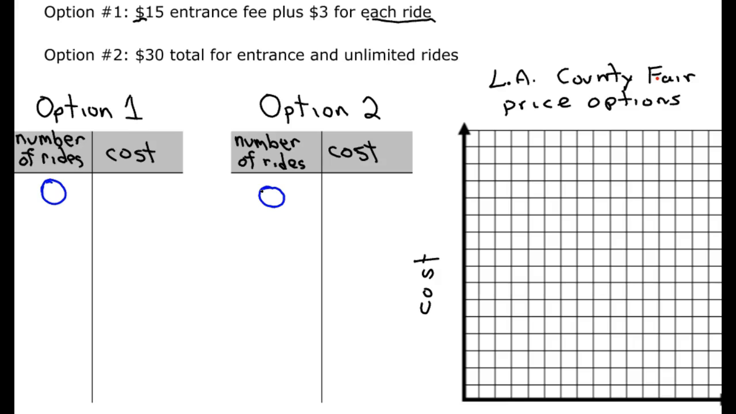Option 1, how much would that cost if we didn't go on any rides? 0 rides. It says it's $15 just to get in, so that's $15, even if I didn't go on any rides. And since each ride is $3, 3 more than 15, if I went on one ride, it costs me $15 to get in, and then $3 for the one ride. And then you can see the pattern formula. 2 rides would be $3 more, and so on.